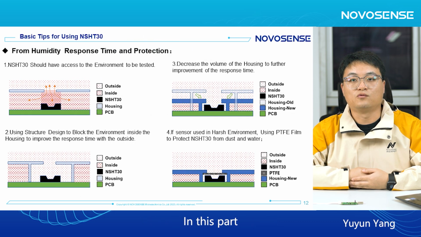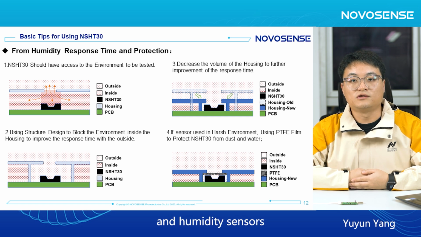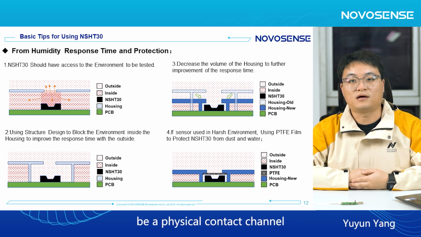In this part, I'll give some suggestions on the assembly of our temperature and humidity sensors. First, between the temperature and humidity sensor and the to be measured environment, there must be a physical contact channel, because the sensitive material of the temperature and humidity sensor needs to be exposed to the to be measured environment, and thus measurement can be performed.